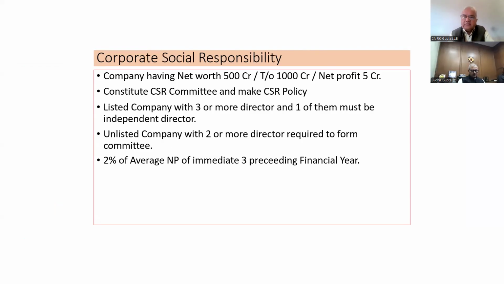Regarding CSR, sometimes they ask questions on CSR also. So first is applicability of CSR. A company having net worth of 500 crores or turnover of 1000 crores or net profit of 5 crores, such companies will constitute a CSR committee and make a CSR policy. A listed company with 3 or more directors, one of them must be an independent director, will be members of the CSR committee. And in case of an unlisted company with 2 or more directors, they are required to form such a CSR committee. And you have to spend 2% of the average net profit of the immediately 3 preceding financial years.